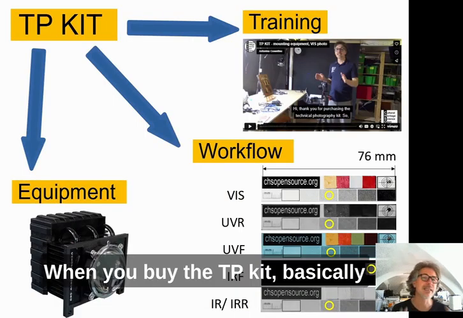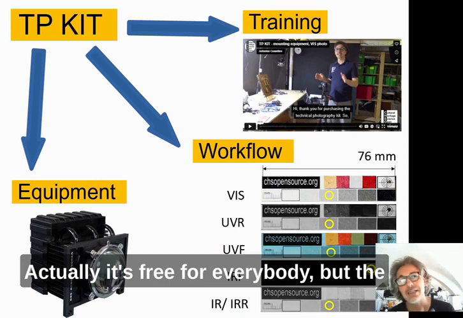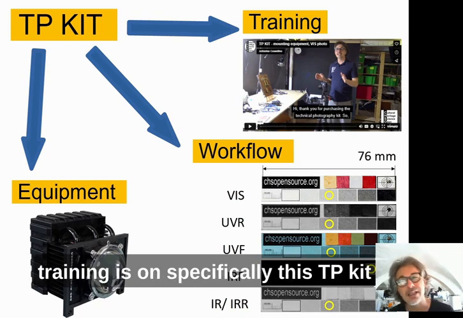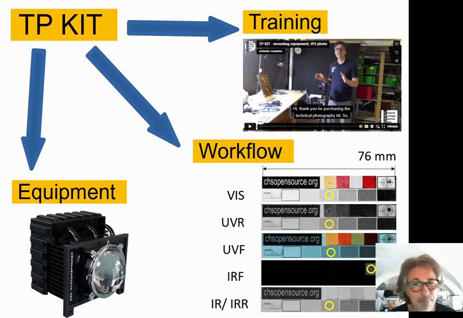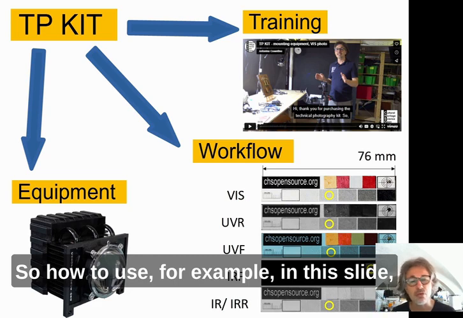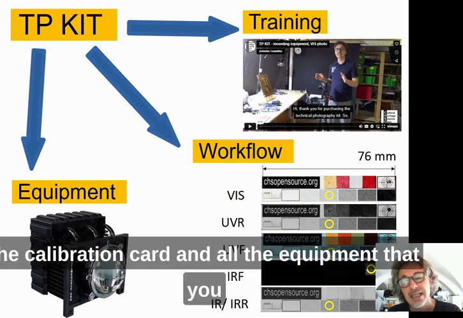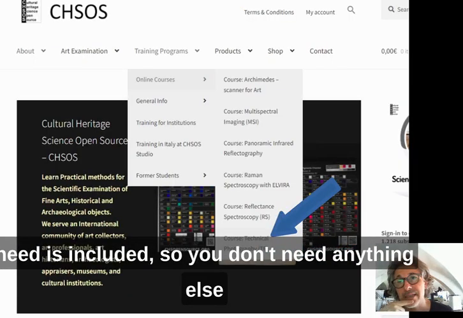When you buy the TP kit, basically you have a training program included. Actually, it's free for everybody, but the training is specifically on this TP kit. So you go online and you have instructions step by step, a workflow on how to use the equipment, so well defined. So how to use, for example, in this slide, the calibration card, and all the equipment that you need is included. So you don't need anything else.